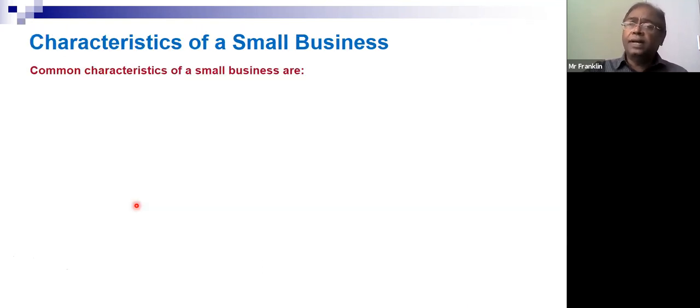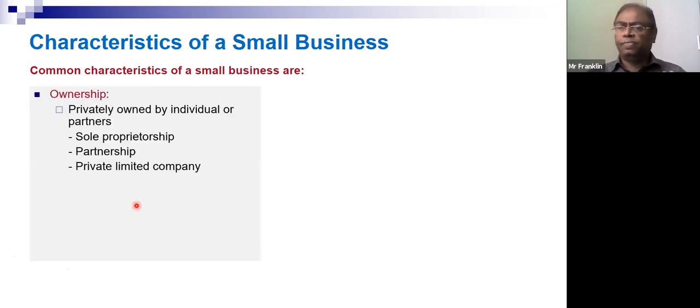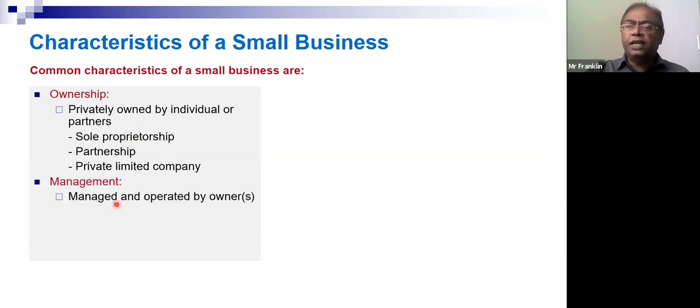Okay. Now, the common characteristics of a small business. Basically, ownership is private. Most of them are owned by one owner or two owners. It could be a sole proprietorship, a partnership, or a private limited company. So there are only three types of small businesses. Then management is managed by the owner-operator. In some of them, everything he has to do: sales, accounting. Sometimes there are very few staff, and sometimes they are run by the family itself.